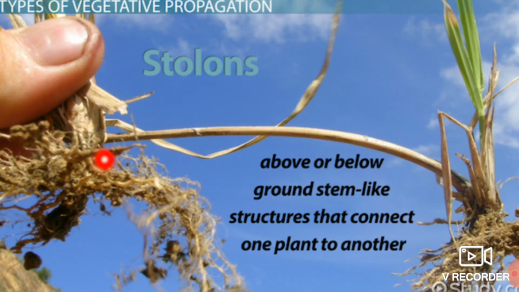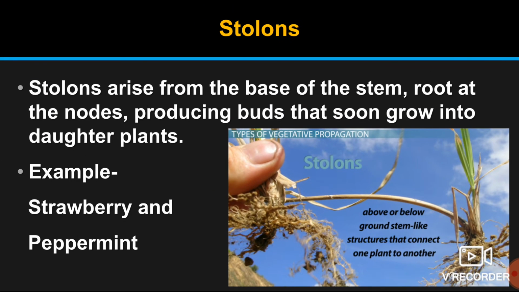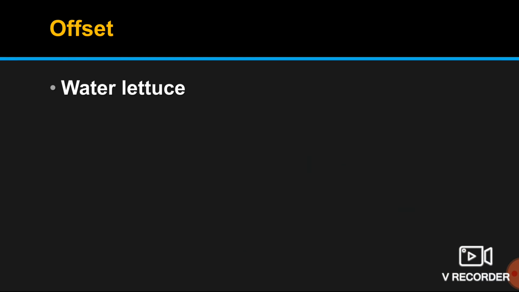These look like connections, but this arises from the base of the stem and grows horizontally. It may be just above the ground or just below the ground, and again roots come out and upside you can get new stems. So this is again a cylindrical structure, stolons. The first one was runner, the second is stolons, and the third you can see is offsets.